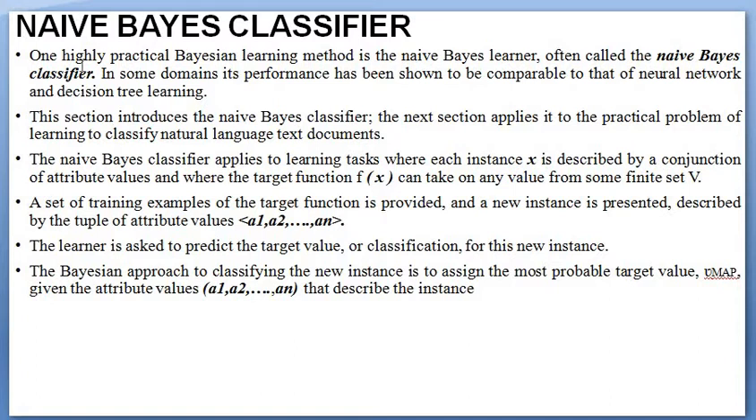In some domains, its performance has been found to be comparable to that of neural network and decision tree learning. In some cases, if we apply the Naive Bayesian classifier to a particular kind of algorithm or program, it gives very good results when compared to artificial neural network and decision tree learning. So in this section, we want to classify a large text document.